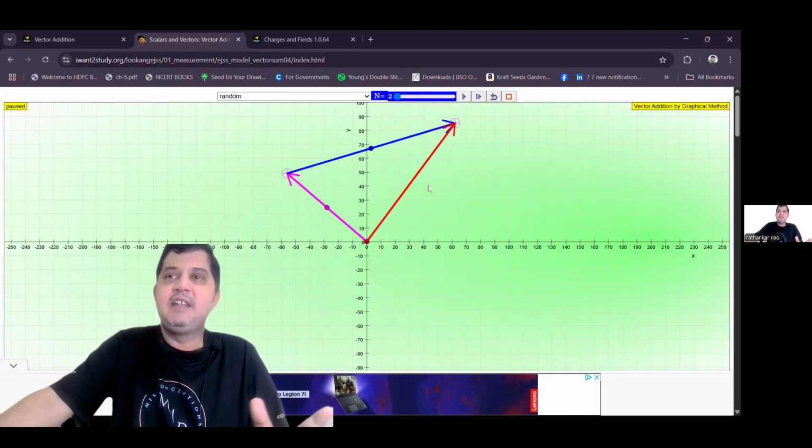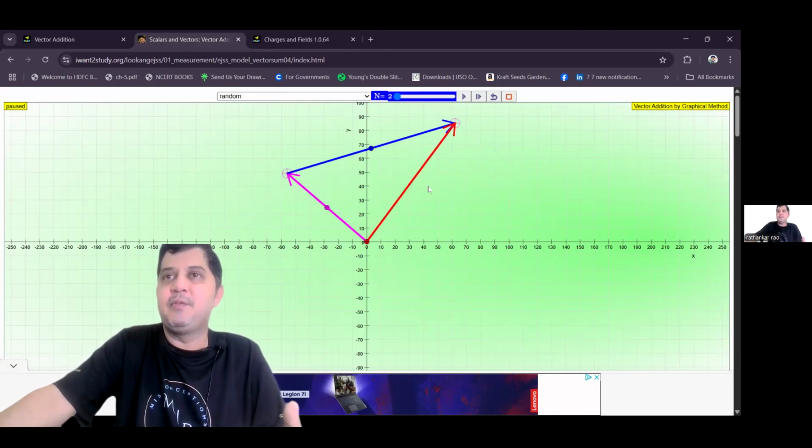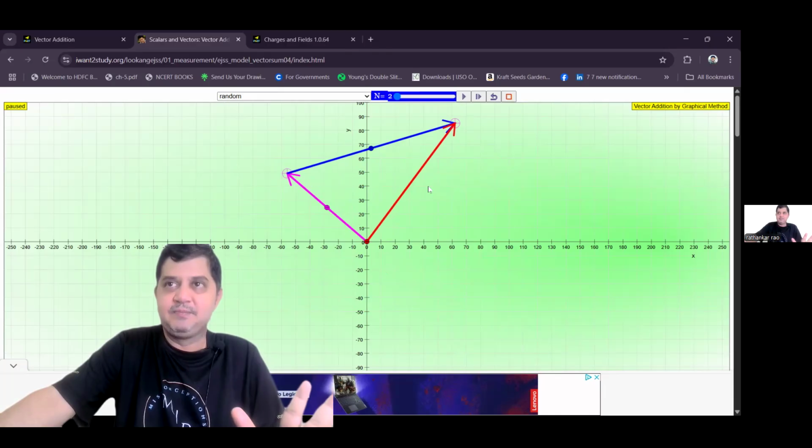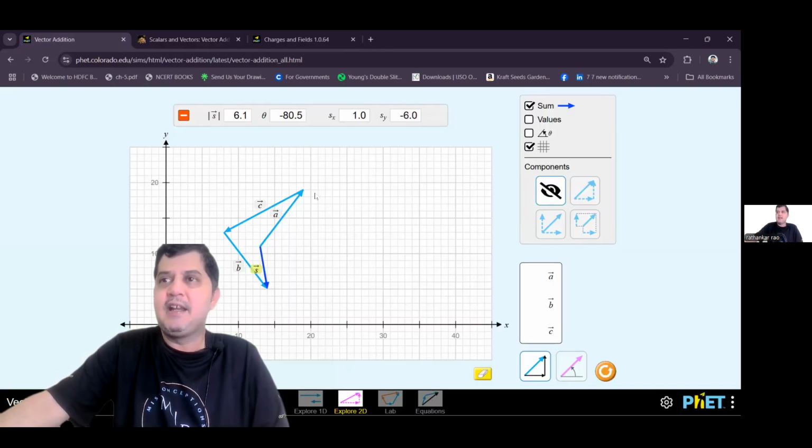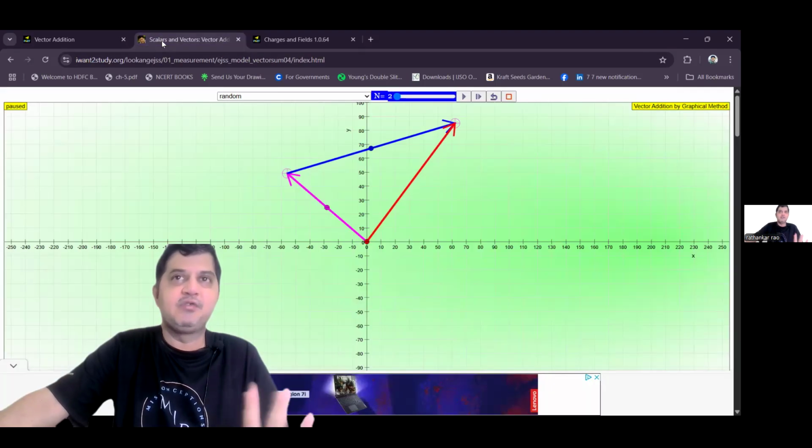Okay, and thus you will be able to find out how to add two vectors. And if you want to find a resolution also, then you can go to this one and you will be able to find out the resolution of the vector also. Okay, so these two are very important.